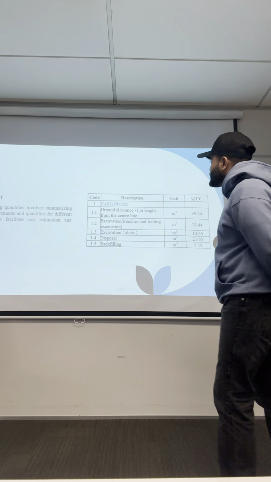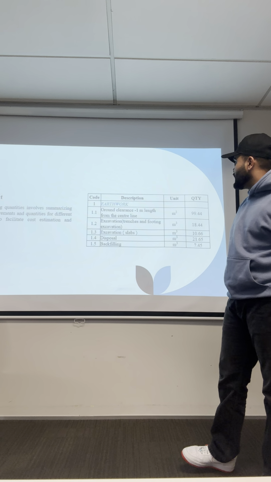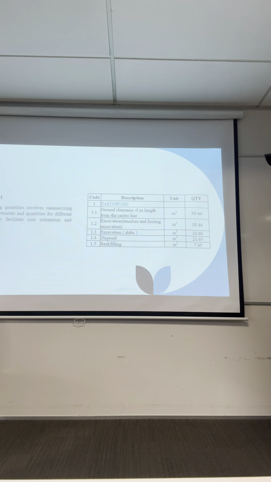These are the codes and these are the descriptions. The first one is earthwork. The second one is ground clearance, 1 meter length from the center line. The unit for this one is meter cube. The third one is excavation. The unit for this one is meter cube. The fourth one is disposal, the same unit as the first one, meter cube. The last one is also the same, bag filling, meter cube.